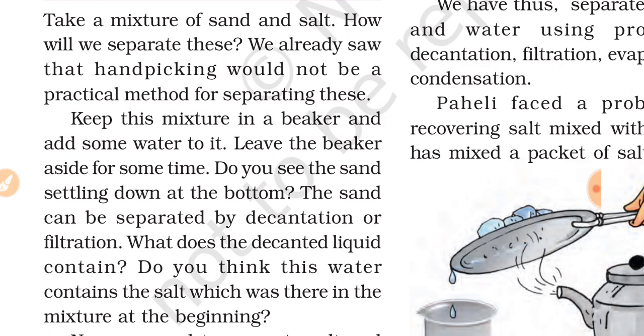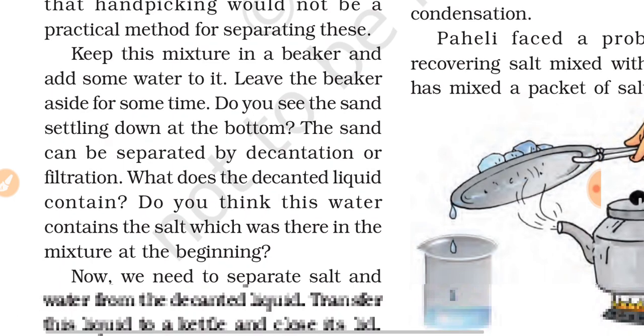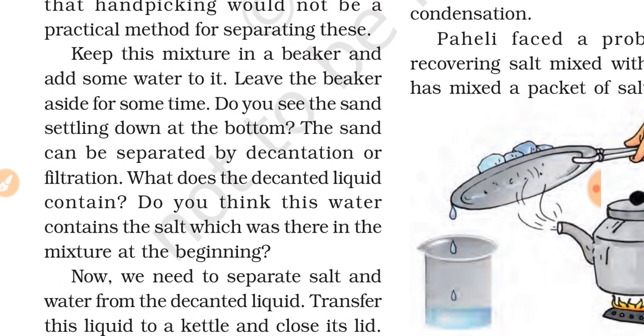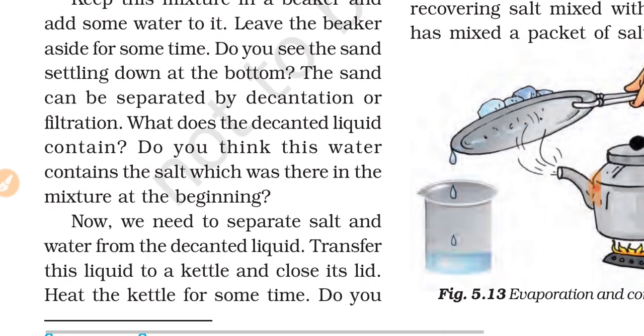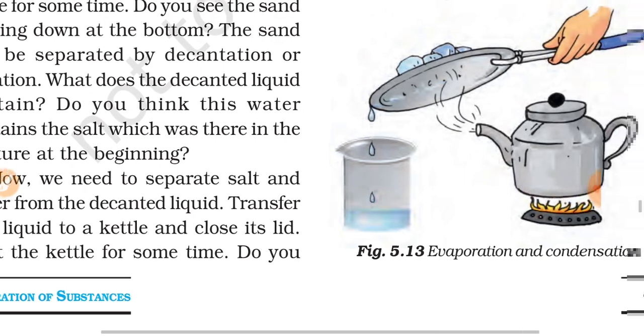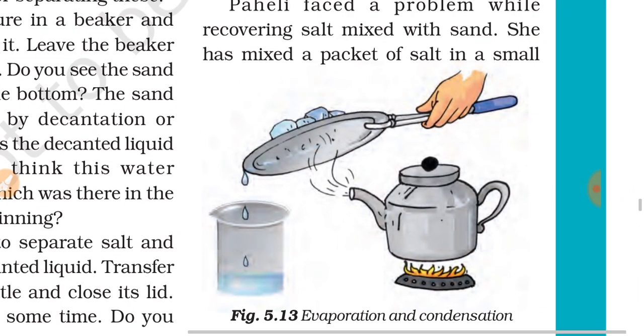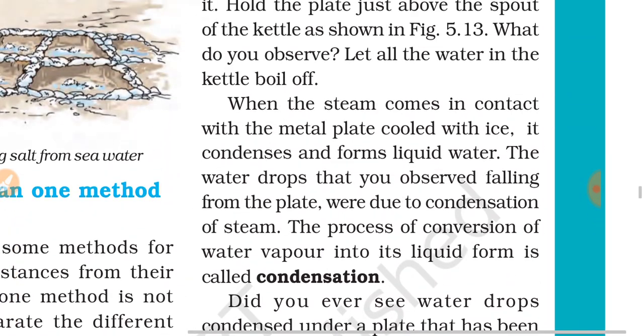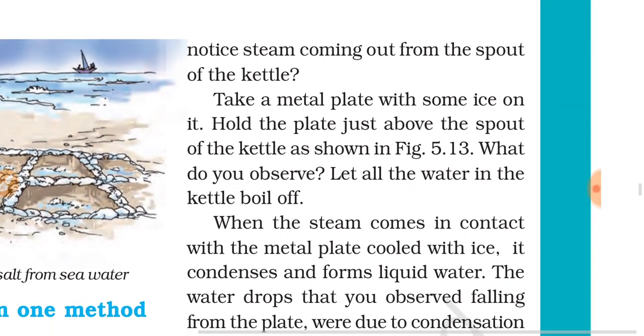What does the decanted liquid contain? Do you think this water contains the salt which was there in the beginning? Now we need to separate salt and water from the decanted liquid. Transfer this liquid to a kettle and close the lid. Heat the kettle for some time. Okay, you can see the process also given here. Do you notice steam coming out from the spout of the kettle?